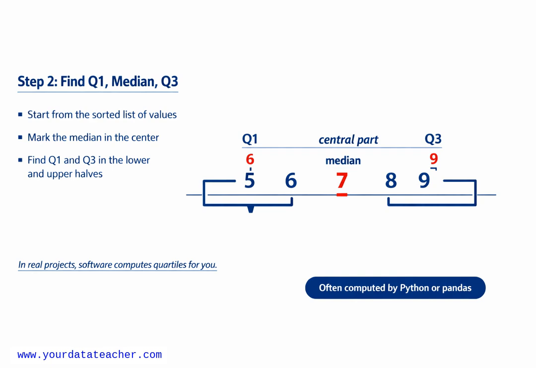The central 50% of the data lies between Q1 and Q3. In real projects, we normally don't compute quartiles by hand.